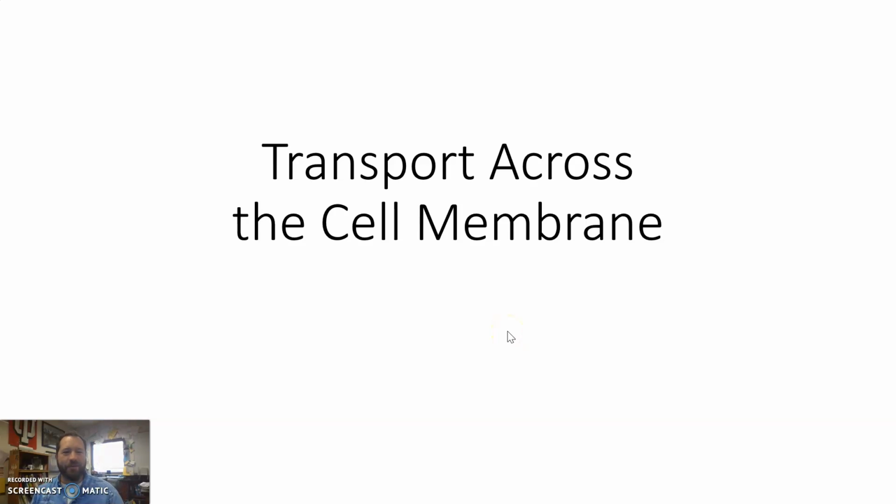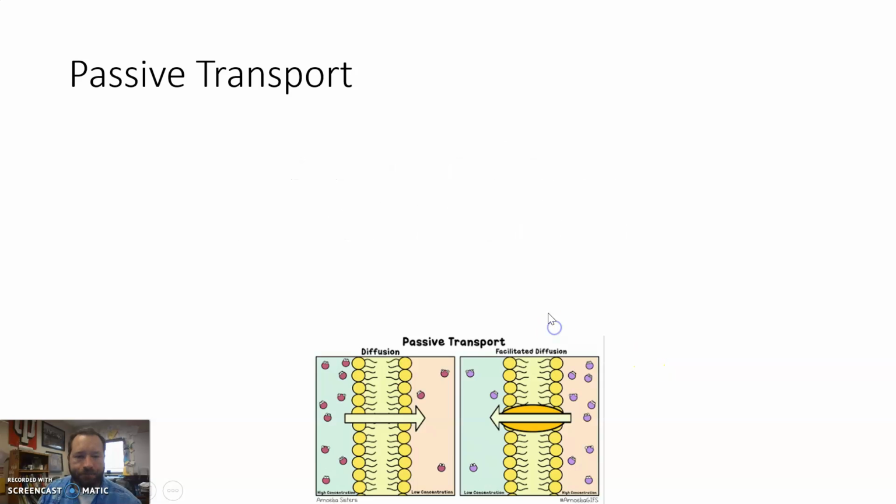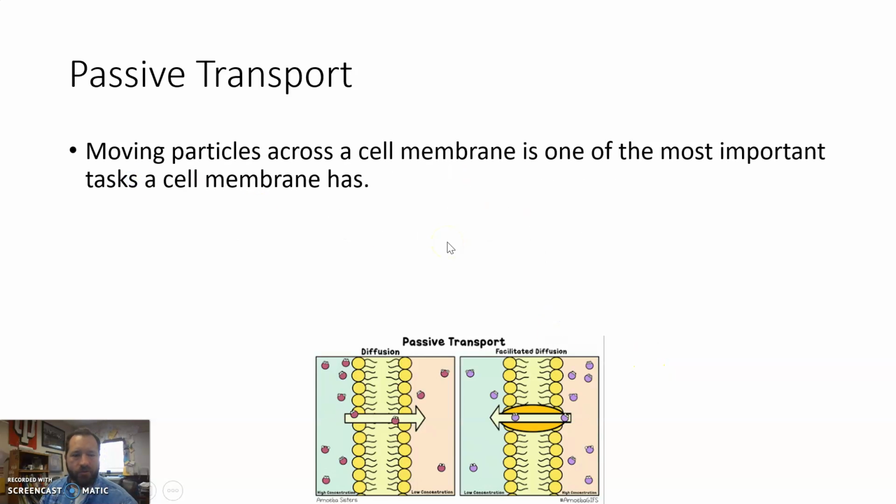Hey, welcome back. Today we're taking a look at transport across the cell membrane. So starting off with what we call passive transport.